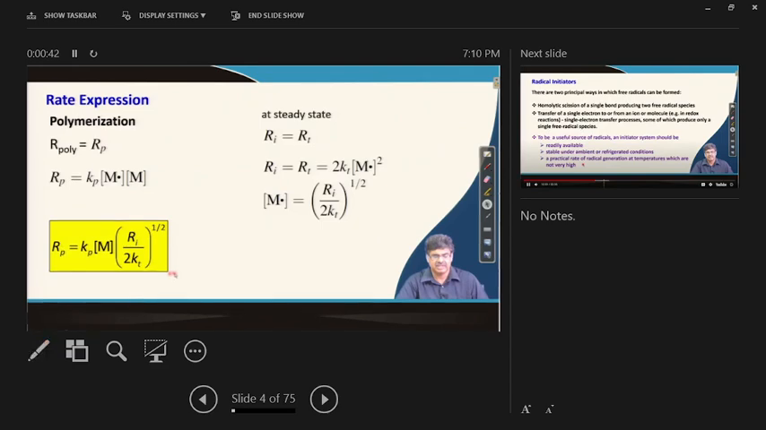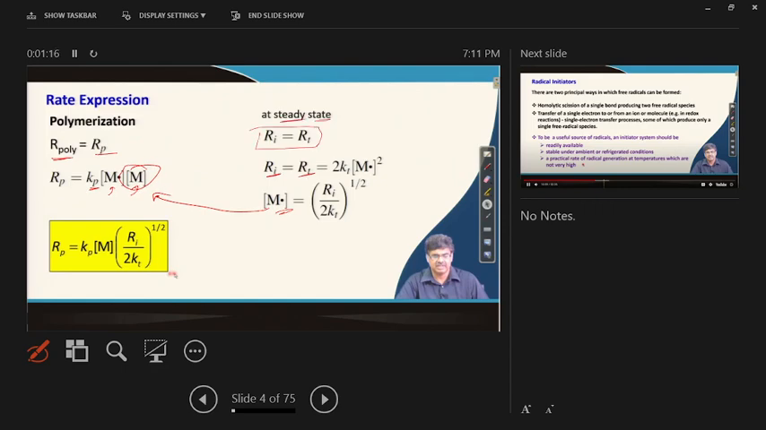Then the rate expression. I have already explained that the rate of polymerization generally depends on the rate of propagation, and it is equal to the rate constant times the radical concentration and the monomer concentration. So here we can replace this M value. How do we find out this M value? Because we discussed that the rate of initiation is equal to the rate of termination at the steady state.